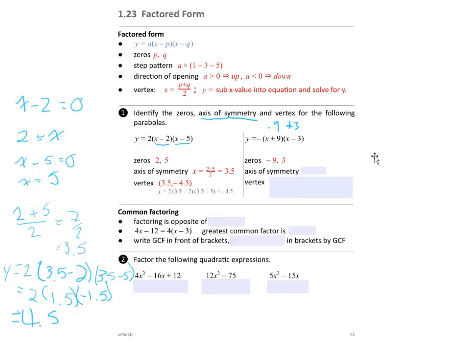To find my axis of symmetry, I add the two together and then divide by 2. Negative 9 plus 3 is negative 6. Divide by 2, we get negative 3. X equals negative 3. There we go.